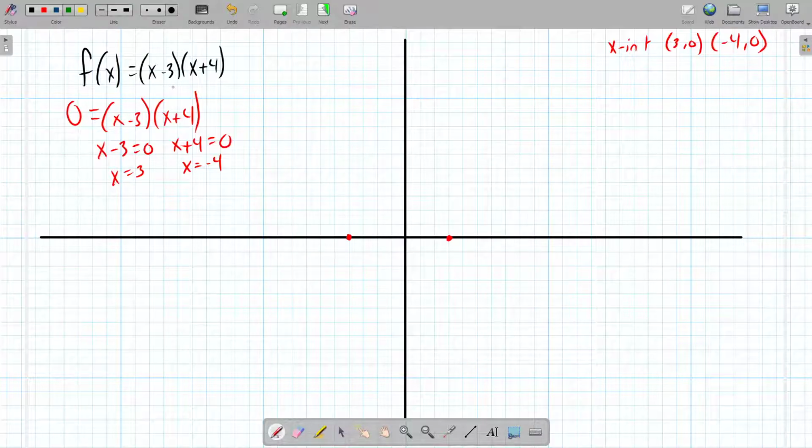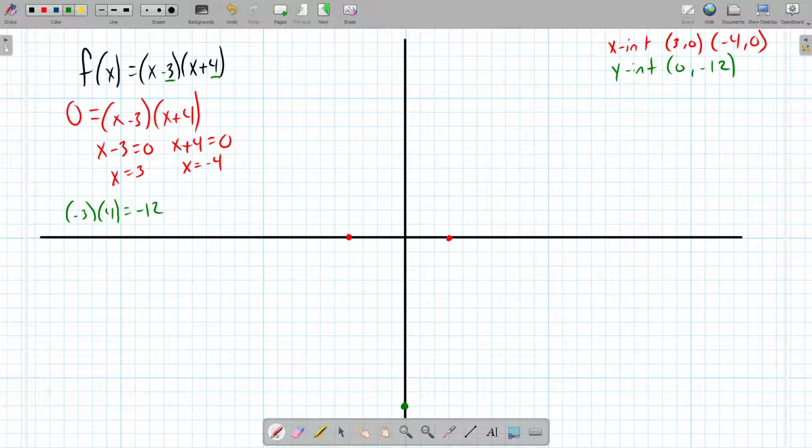The y-intercept is pretty straightforward. We're just going to take the two numbers, not the x's, but the two numbers, negative 3 and 4 in this case, and we're going to multiply them. Negative 3 times 4 is negative 12. So 1, 2, 3, 4, 5, 6, 7, 8, 9, 10, 11, and 12, all the way down here. And again, we can label this: the y-intercept is at (0, negative 12).